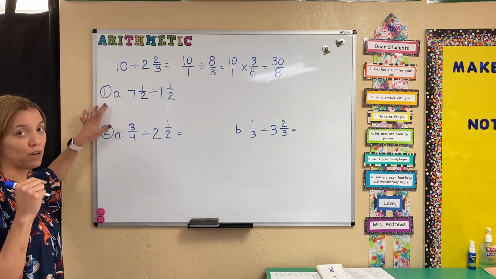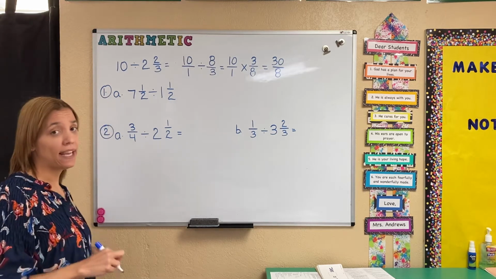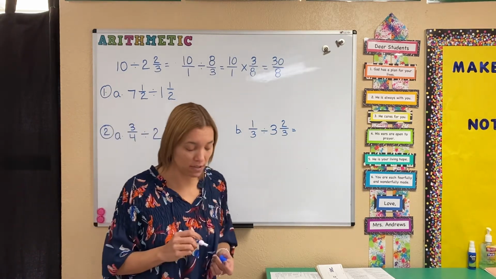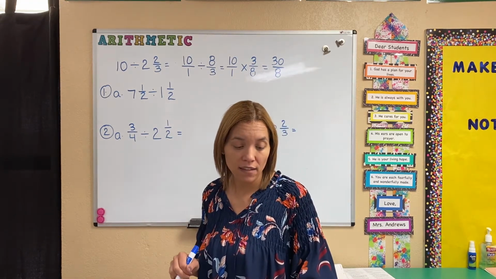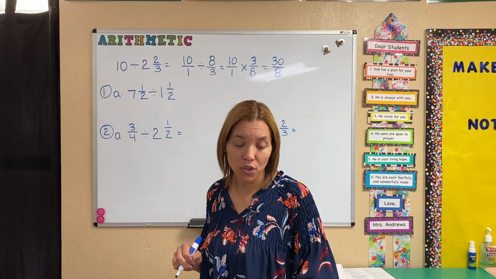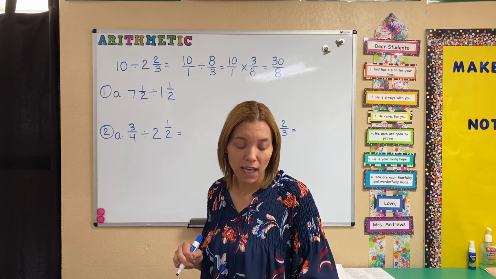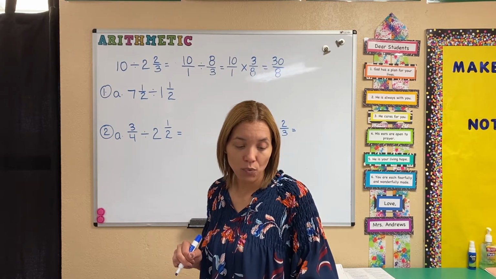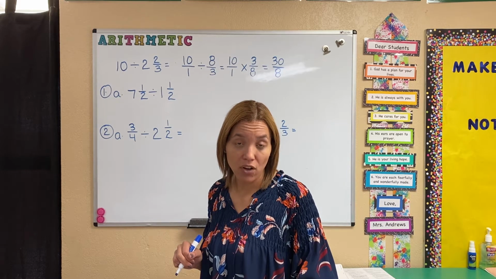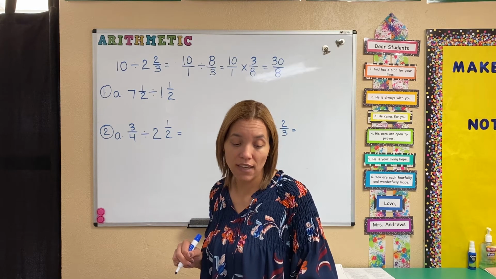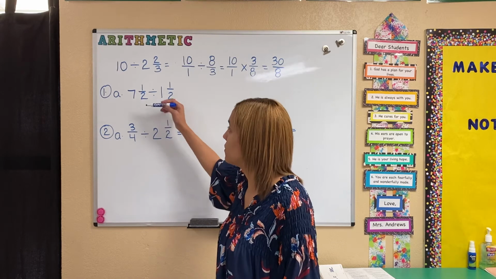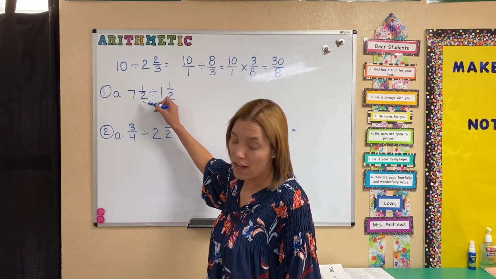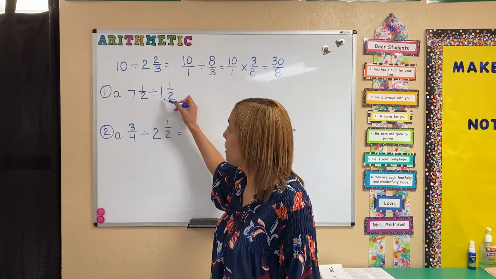For the class practice, problem 1A, this is a story problem, so let me go ahead and read it. It says, Layla has 7.5 cups of sugar. She is planning to make cookies. Each recipe calls for 1.5 cups of sugar. How many batches of cookies can she make? So I already set the problem for you. 7.5 cups of sugar divided by 1.5.